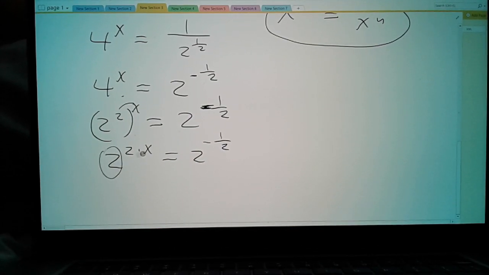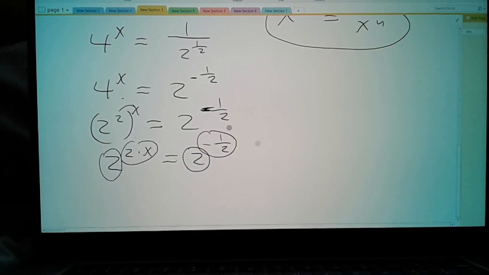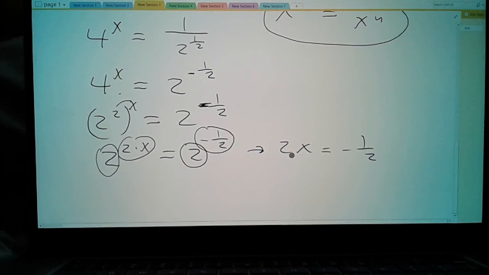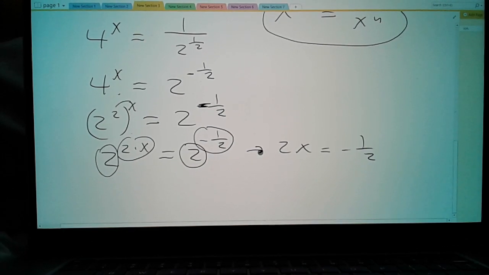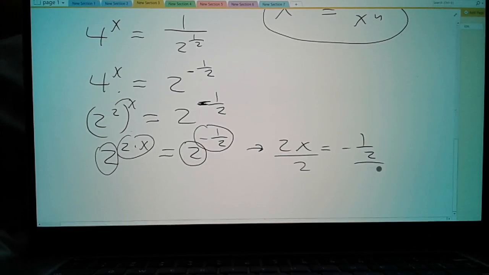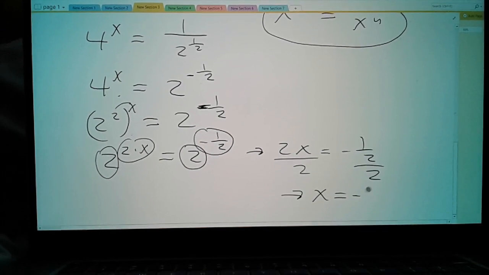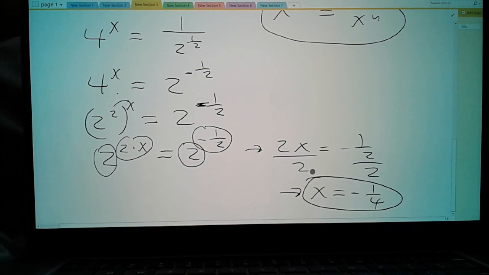So now they have the same base, right? So I can go ahead and set these exponents equal to each other. So 2x is equal to negative 1/2. If I divide both sides by 2, negative 1/2 divided by 2 is going to give me negative 1/4. That becomes the answer.